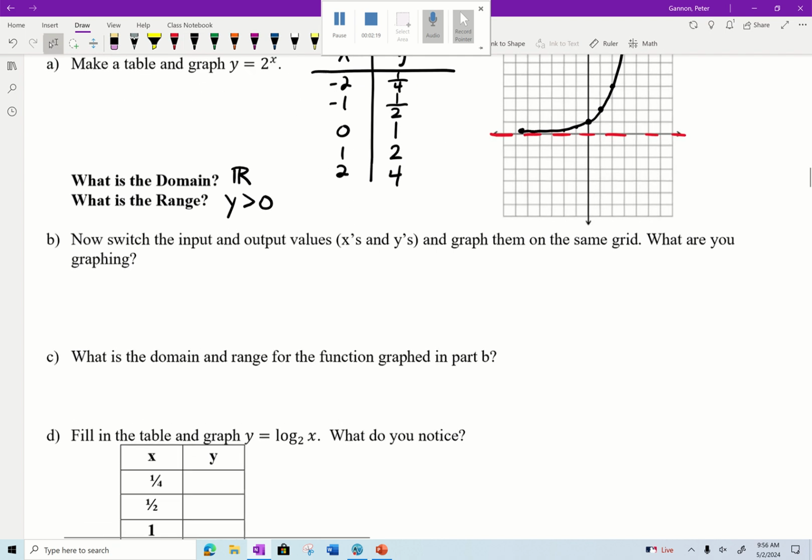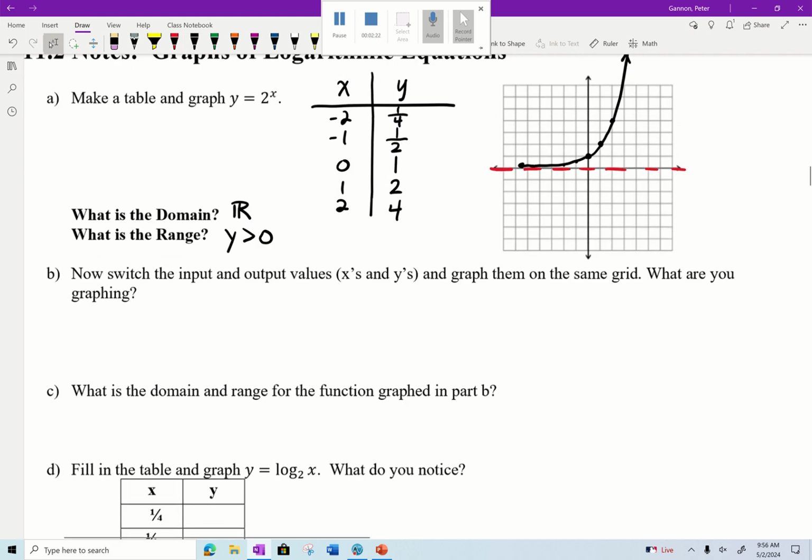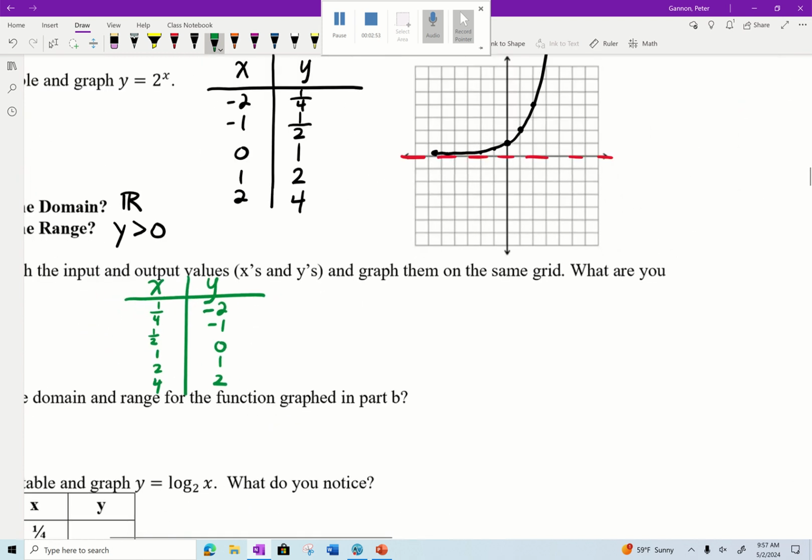All right. Now, part B here says, switch the input and output values, so the x and y's, and graph them on the same grid. All right, so let's do that in green just so it kind of stands out. So if we switch x and y, the x values are now going to become our y values, and our y values are going to become our x values. All right, so we're simply switching those values.